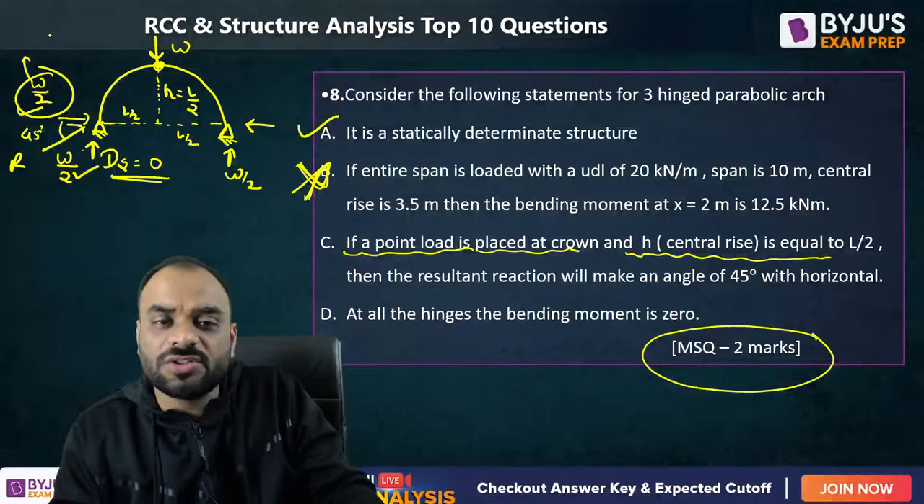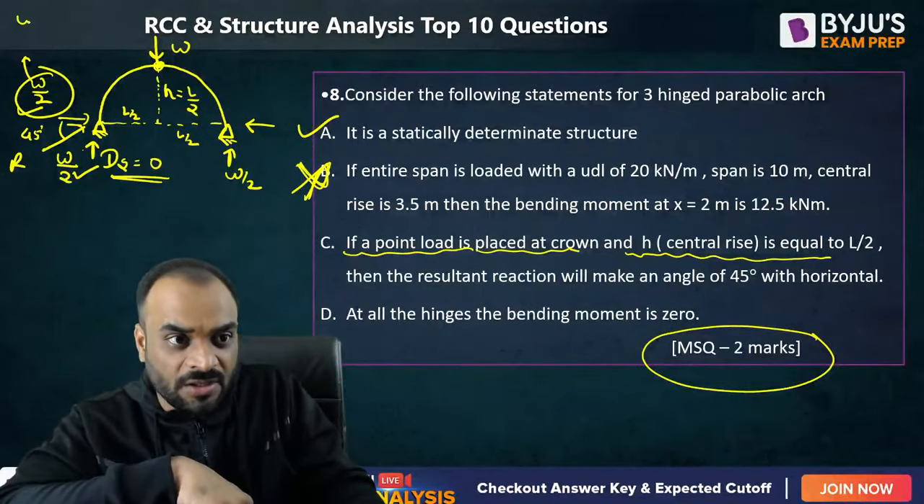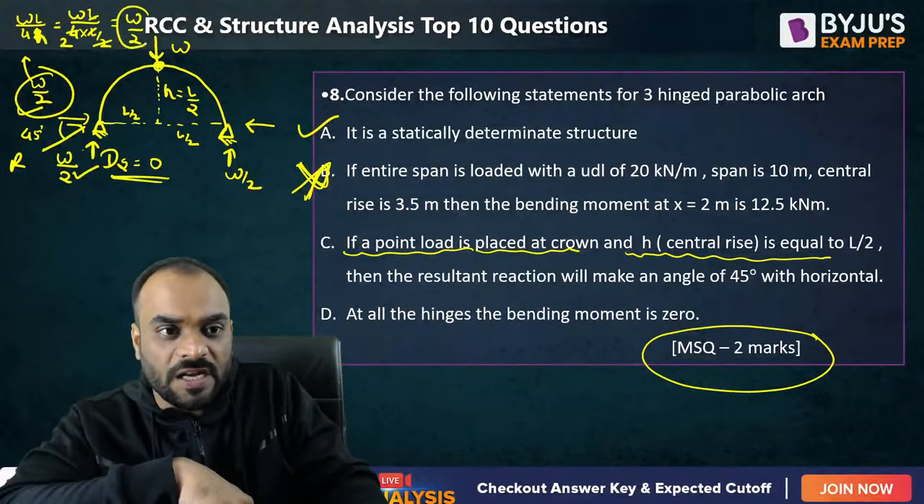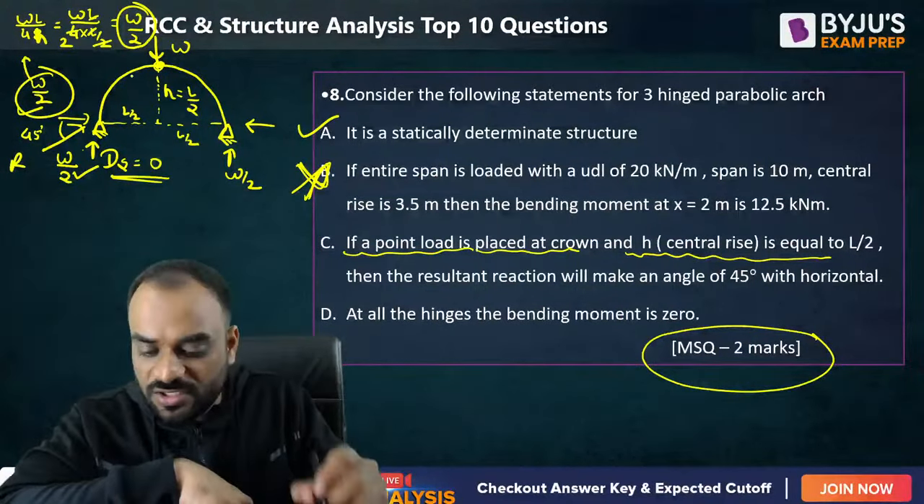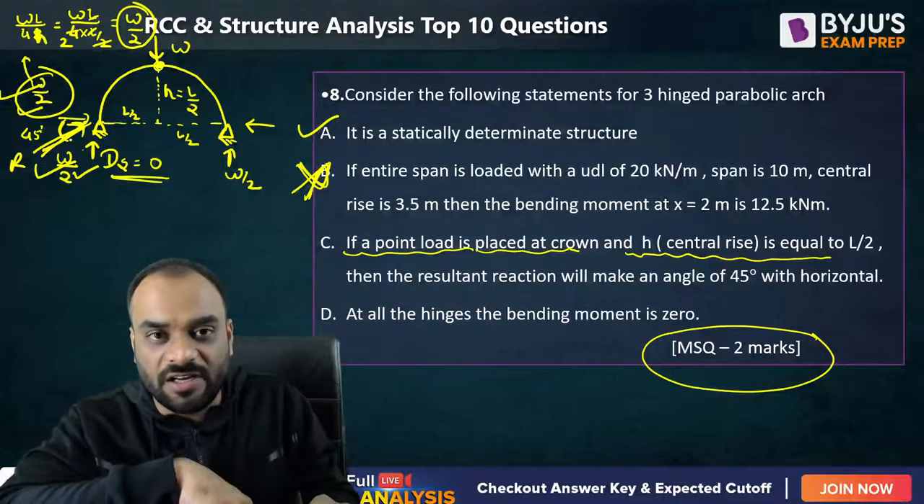Guys, what is the horizontal reaction in case of three-hinge parabolic arch when a point load is there? That is WL by 4H. Now, what is the value of H? It is L by 2. Kindly cancel this. You will get W by 2 as an answer, which means horizontal thrust is equal to W by 2. This is W by 2. This is W by 2. So the resultant will always pass at an angle of 45 degree. So this particular statement is correct.